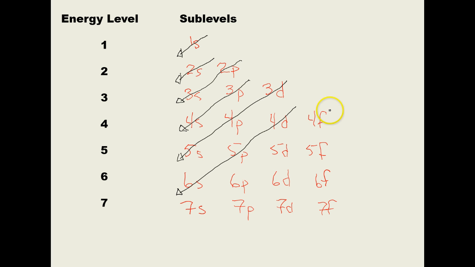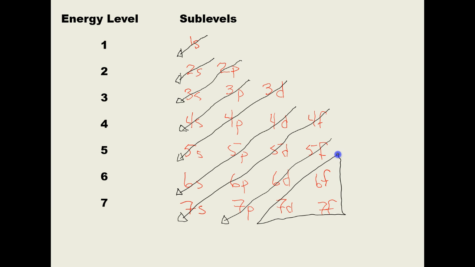Next lowest energy orbital is the 4f, 5d, 6p, 7s, and then we're going to go to the 5f, the 6d, and the 7p. Now, these 3 right here that kind of form a triangle, they don't exist. So we're not even going to cover those. So here's what's going to happen.